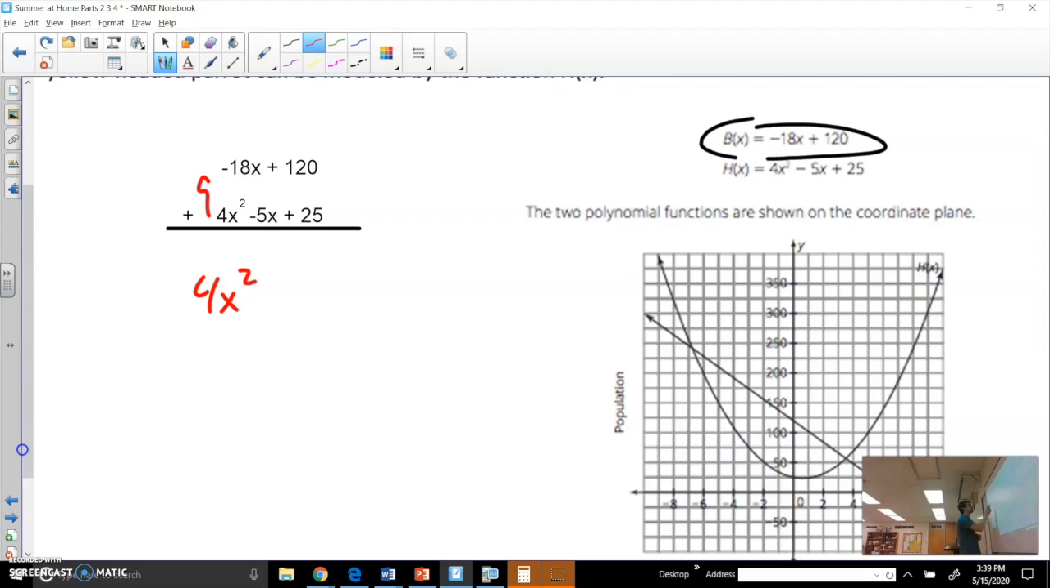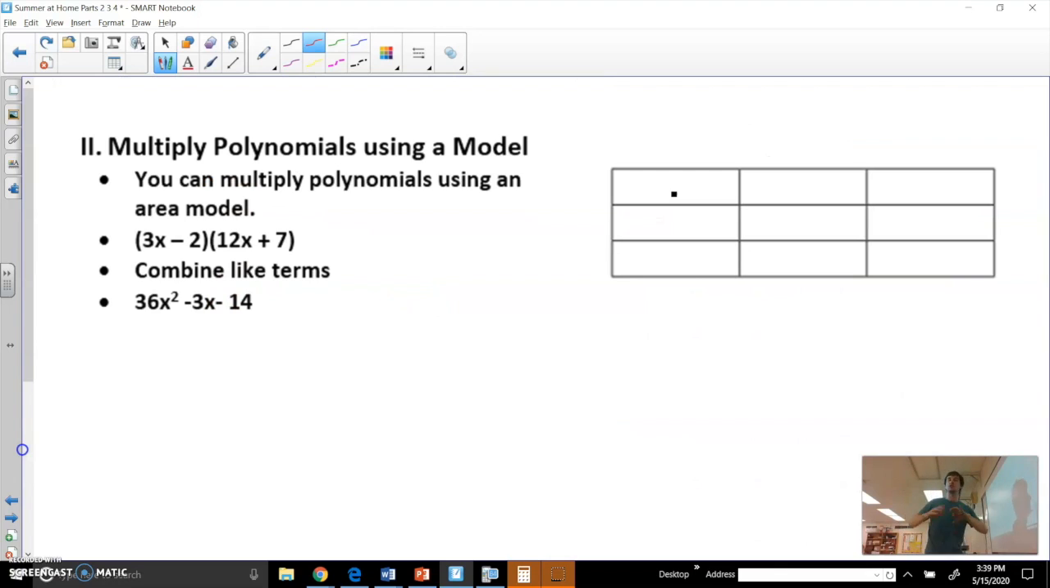And if we continue, okay, negative 18 plus negative 5, that'd be negative 23x. And then 120 plus 25, that'd be 145. And then this would represent the total population based on your year from the study's beginning of how many total parents that you would have in general.